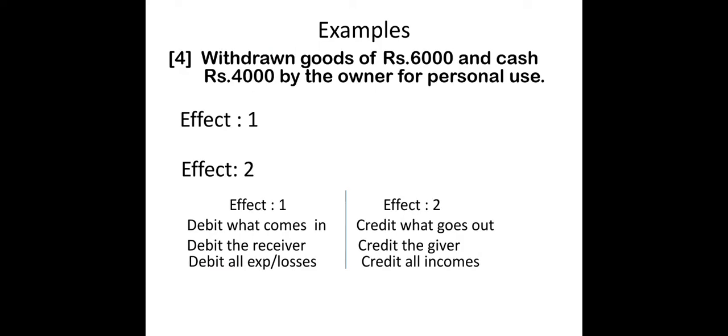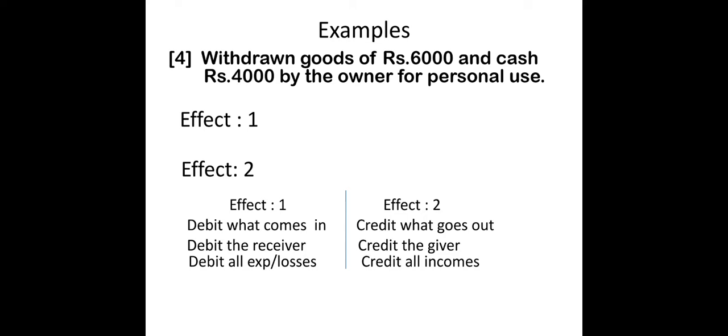Okay. Now number 4, student, number 4, withdrawn goods of 6,000 and cash 4,000 by the owner for personal use. This is very interesting, student. Now you know that whenever owner takes anything from business, then it is a drawing. It is an example of drawing. Here owner is taking two things from the business. See, he is withdrawing goods also, and at the same time he is withdrawing cash also. Okay student, the owner takes two things home from the business, goods of 6,000, and at the same time he is taking cash also.